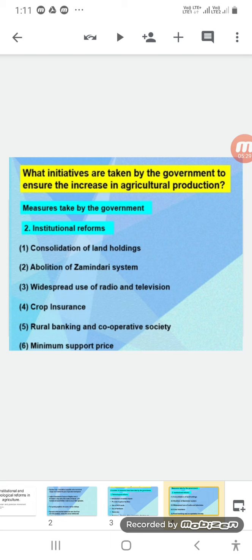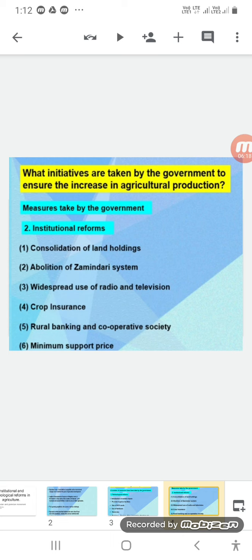First, we have consolidation of land holdings. What is this consolidation of land holdings? Consolidation means converting many small and fragmented land holdings into one big farm. Basically, this is a process in which the farmers' fragmented land holdings are pooled and then re-allotted in a way that each gets a single plot of the same size and same fertility. This will help the farmers to have their lands at any one spot.